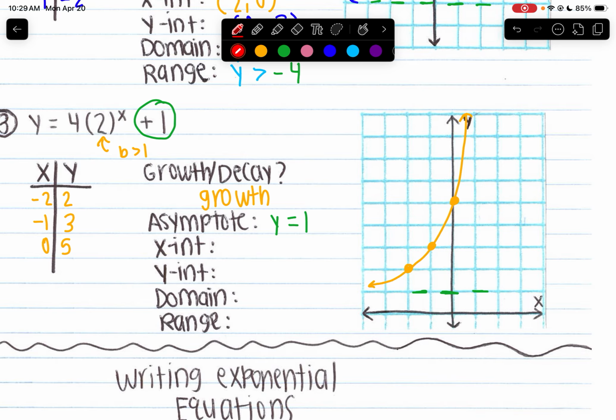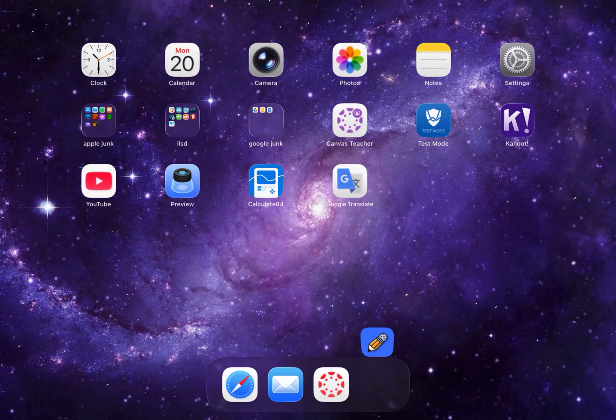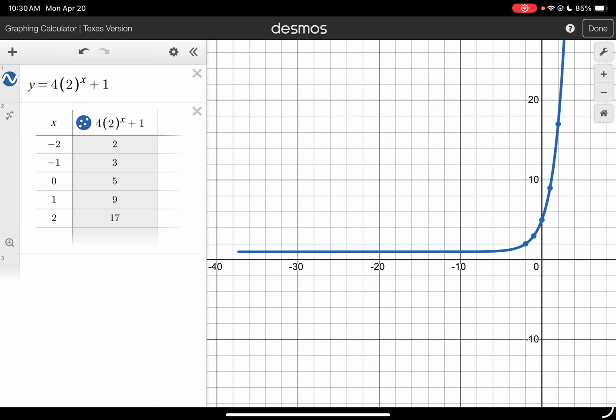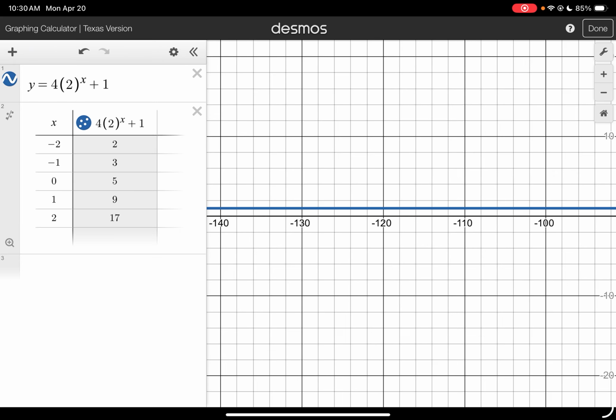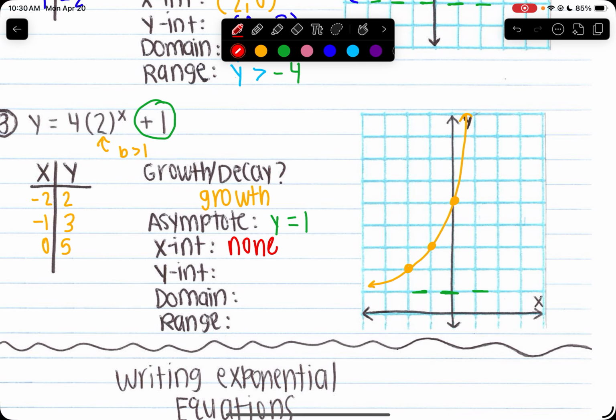So first question is any x-intercept. Again, the asymptote is above the x-axis here, and it's never going to touch the asymptote, so it's definitely not going to touch the x-axis. So we don't have any here. And we can kind of see that on our graph as well, right? If we look here, we know that this thing's never going to touch the x-axis. It's literally above it the entire time, so not happening. Y-intercepts we do. We have 0, 5. Domain is going to be all real numbers, and then your range is going to be above +1.